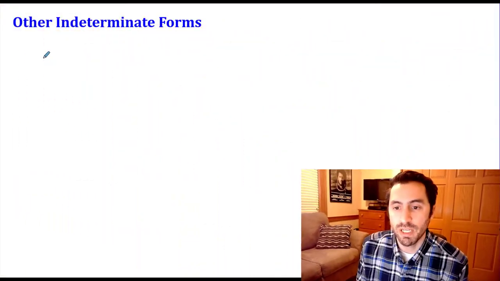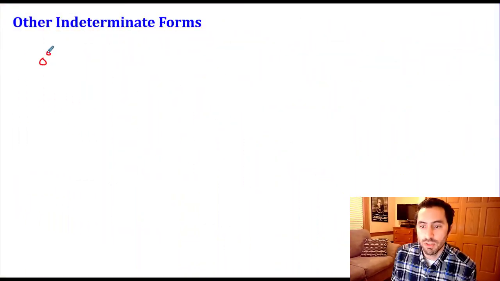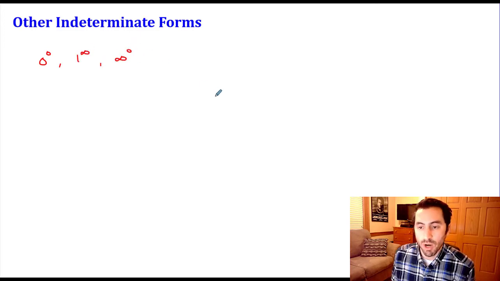Hey everyone! In this video, I want to continue taking a look at some indeterminate forms and how we can find the limit of functions that are in one of these forms. So in this video, the indeterminate forms we're going to be taking a look at are 0 to the 0 power, 1 to the infinity power, or infinity to the 0 power. In each case, these are indeterminate forms, meaning we can't evaluate the limit if our function looks like this.